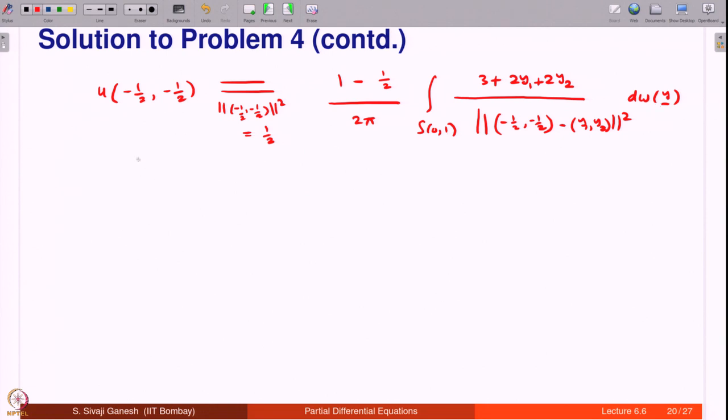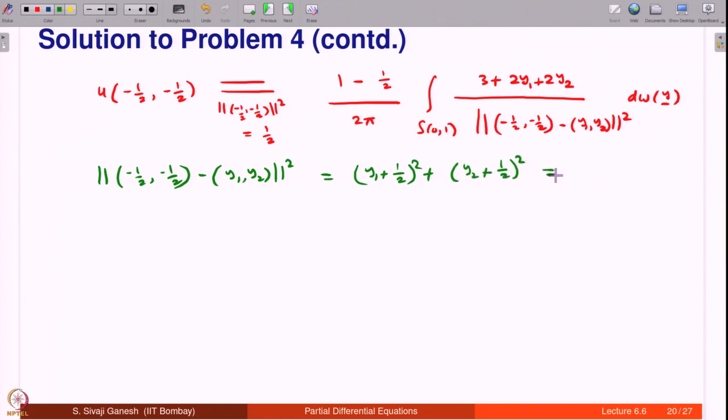So, let us evaluate what is the denominator in this integrand. That is norm of (minus half minus half) minus (y 1 comma y 2) square, which is y 1 plus 1 by 2 whole square plus y 2 plus 1 by 2 whole square, which on simplification you will get 3 plus 2 y 1 plus 2 y 2 by 2.